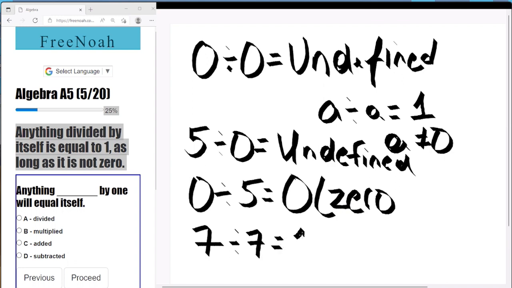7 divided by 7, well, that's going to equal 1. Anything divided by itself equals 1 as long as it's not 0. One more problem before I end this video. 14 divided by 14, well, that's going to equal 1. So now you have a good concept of the first general property of division.